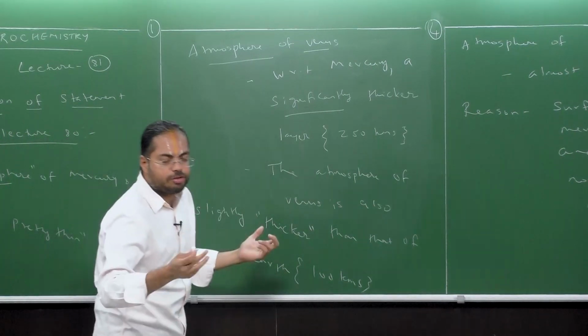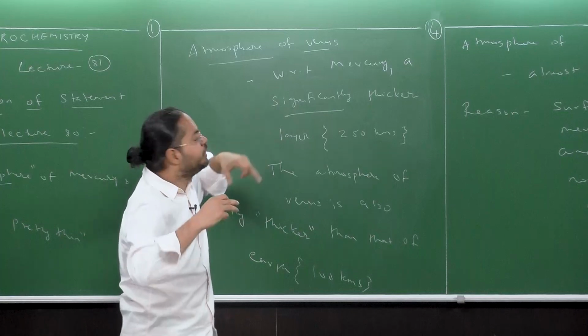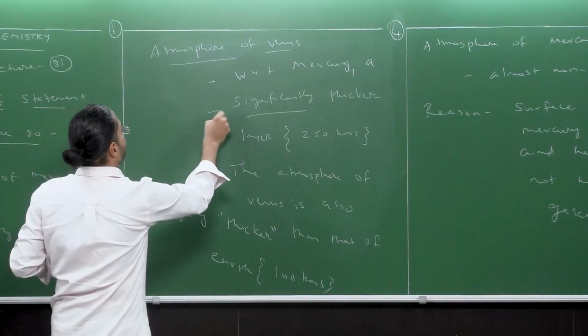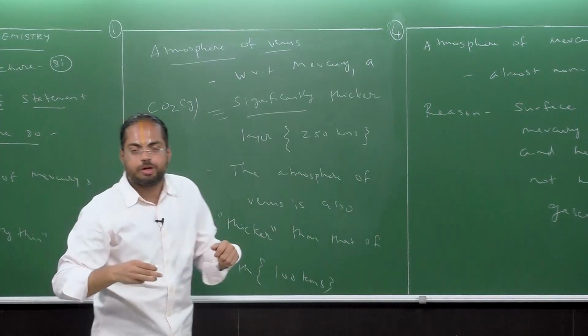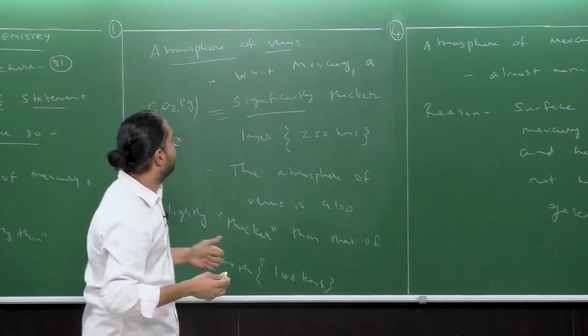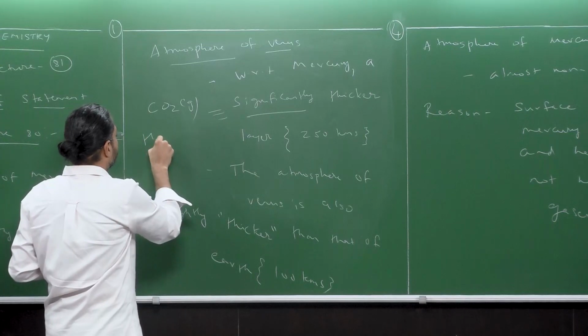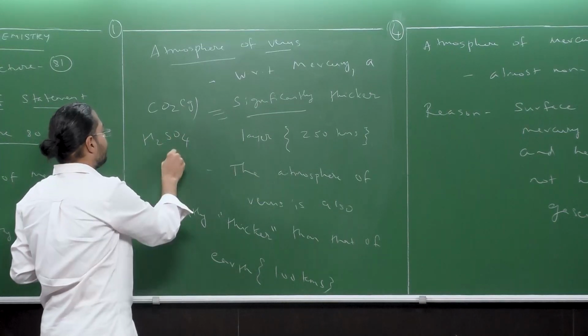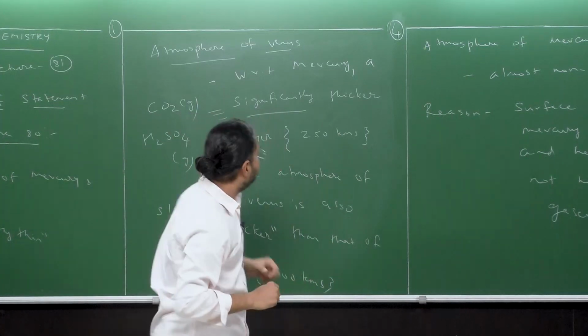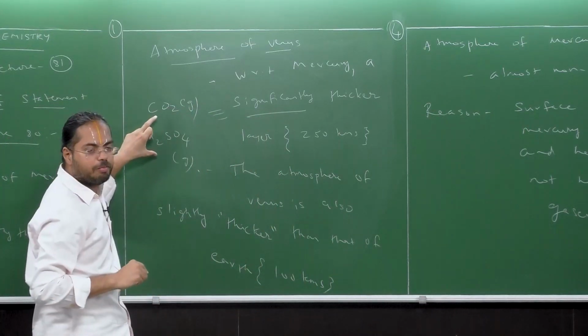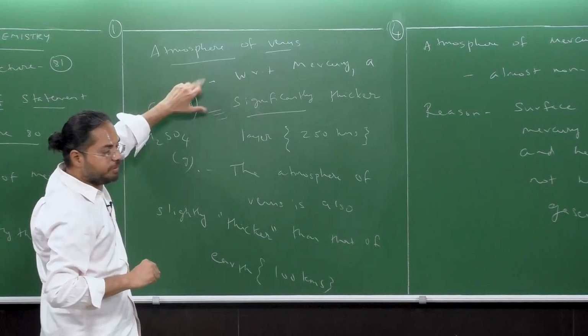Well, what is it? What is this composed of? It's predominantly composed of carbon dioxide gas. And can you guess what else? You'll be surprised to know that there is also some amount of hydrogen sulfuric acid gas. Okay, right? So these are the two major constituents of the atmosphere of Venus.